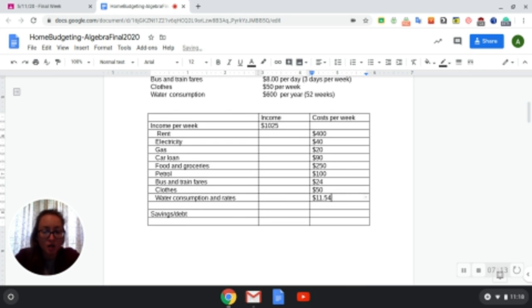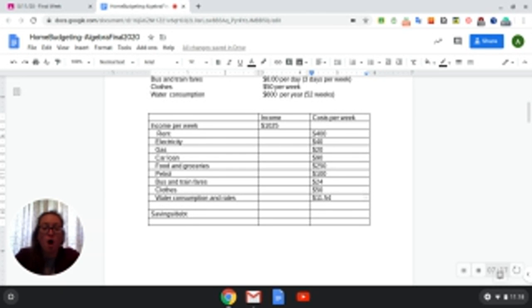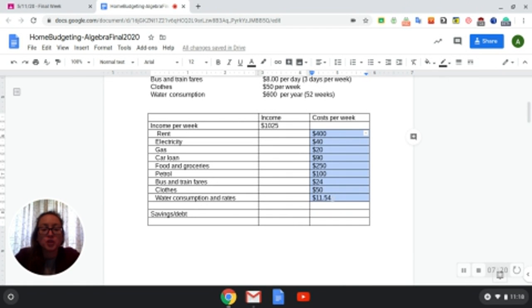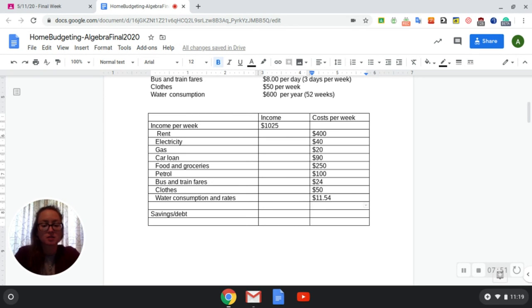Once you've got everything in this chart, what you need to do is add up all of these costs. And when you add that up, put it right down here at the bottom. So we're going to take 400 plus 40 plus 20 plus 90 plus 250 plus 100 plus 24 plus 50 plus 11.54. So our costs per week are $985.54. And then we think back, hey, our income was $1,025 per week.